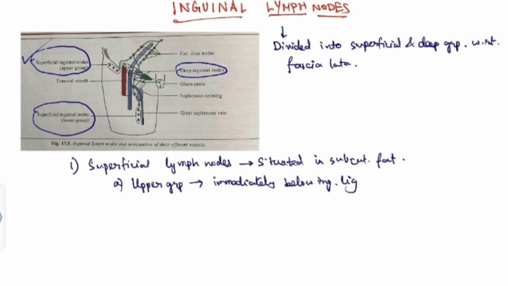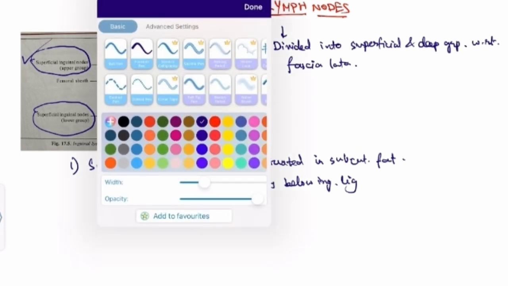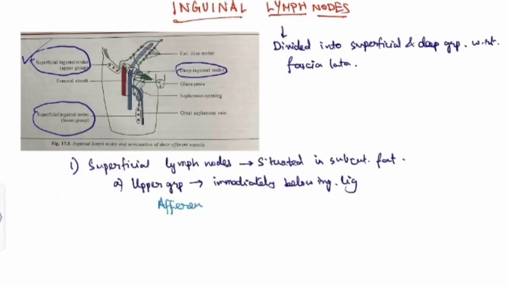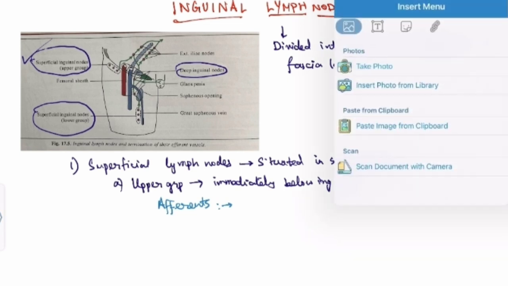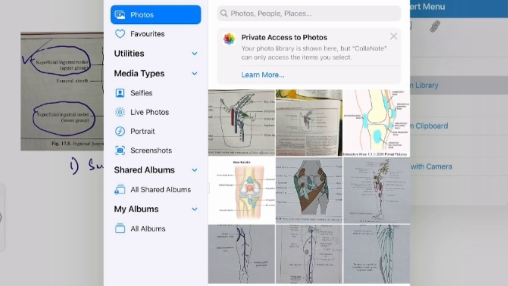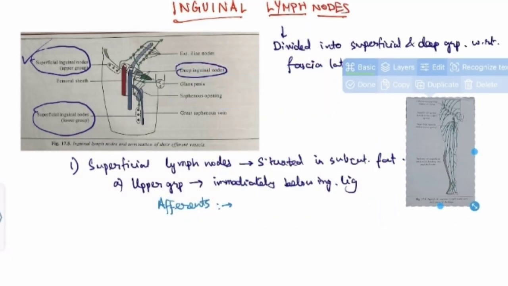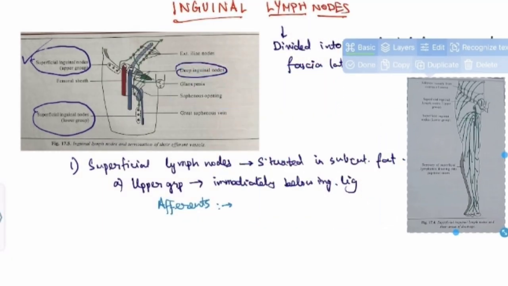Right. So the upper group, what are the afferents? Let me use a different color. So you can see that in the upper group, there are a few lateral members and a few medial members. I think you are unable to understand. Let me show you another photo. It will be easier for you to understand. This photo is difficult, you don't need to draw. I'll just keep this photo small, I'll zoom in on it.